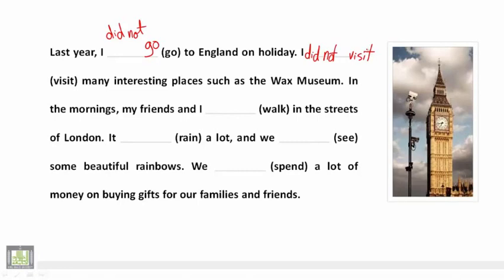In the mornings, my friends and I did not walk in the streets of London. It did not rain a lot, and we did not see some beautiful rainbows. We did not spend a lot of money on buying gifts for our families.